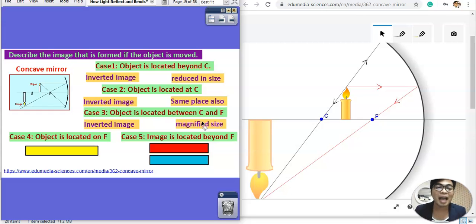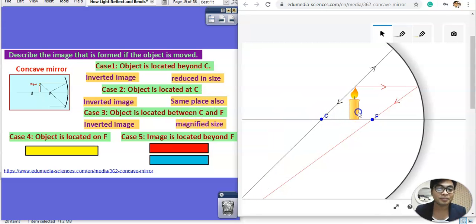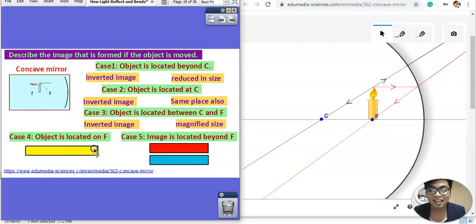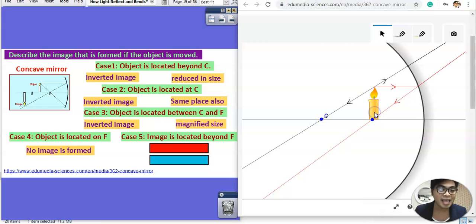Let's try to see what will happen if we do the case number 4. The object will be located in F. What happens? Definitely no image will be formed in here. Why is that? Because we put now the object in the focus point, and the image now is beyond the focus. The reflection of the incident ray is now happening just at the surface of the mirror, and that is the reason why we cannot see the image.